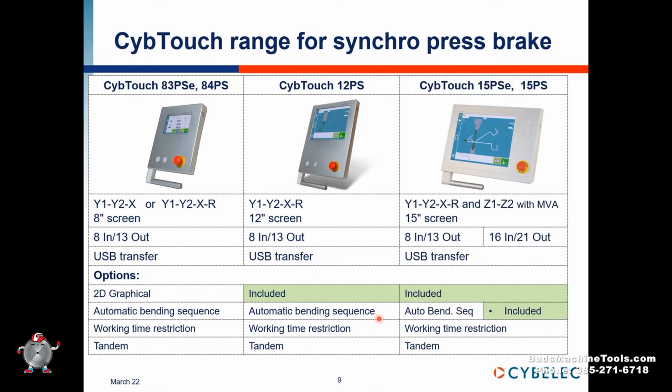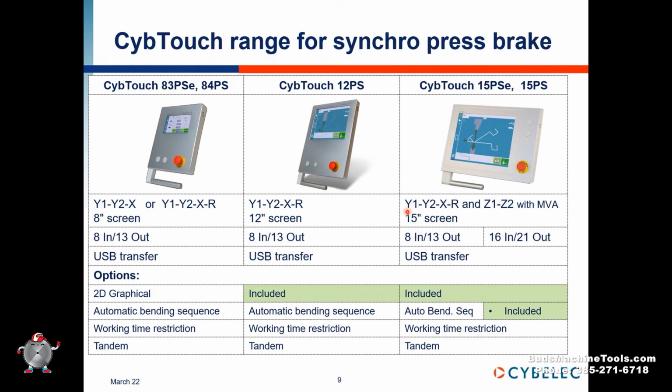Then we have the Zip Touch 15 PSE, where E stands for economical, and the 15 PS. The difference between those two controllers is the number of input-outputs and, of course, the price. So depending, again, on your needs on the machine, you can choose whichever Zip Touch you need.